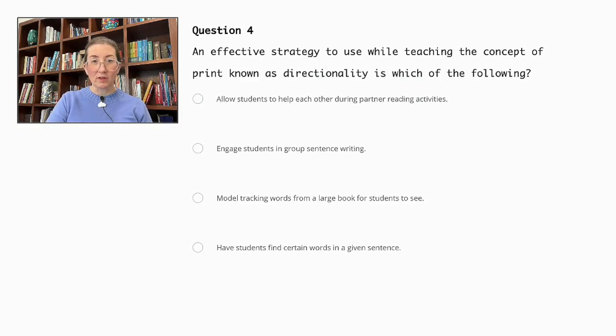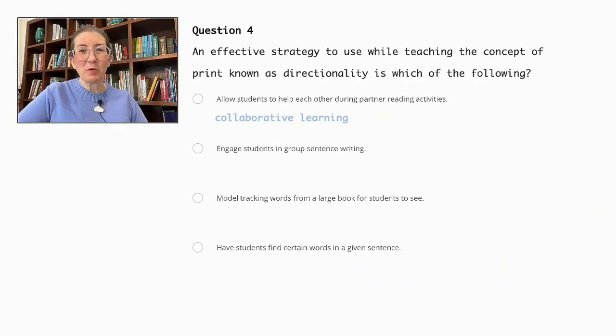Question number 4. An effective strategy to use while teaching the concept of print, known as directionality, is which of the following? Allow students to help each other during partner reading activities. Engage students in group sentence writing. Model tracking words from a large book for students to see. Or have students find certain words in a given sentence.